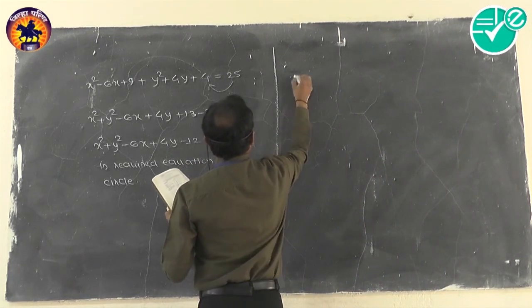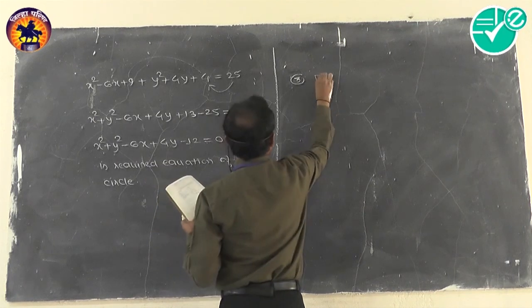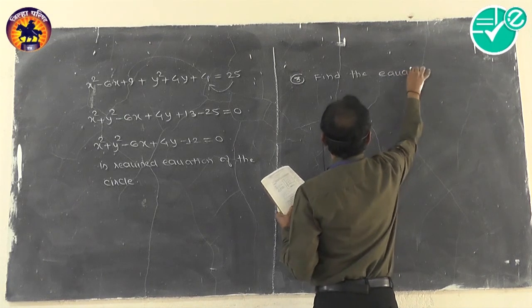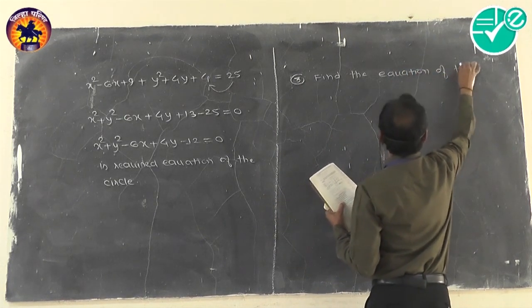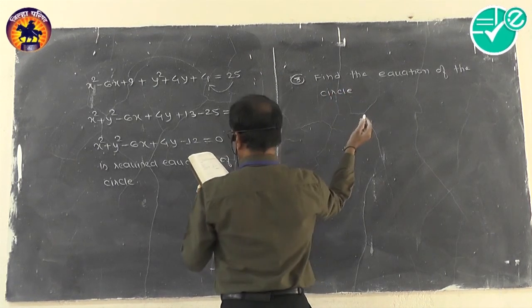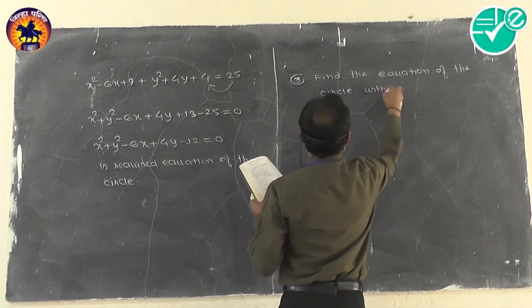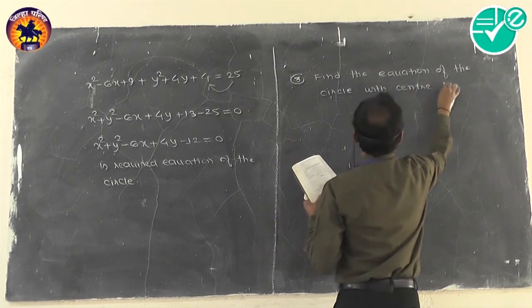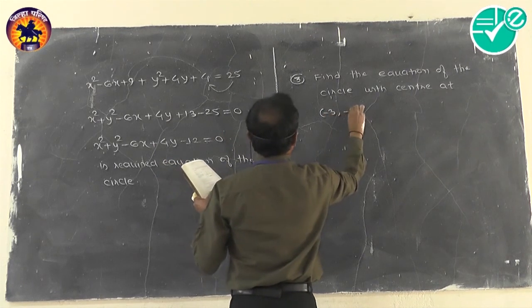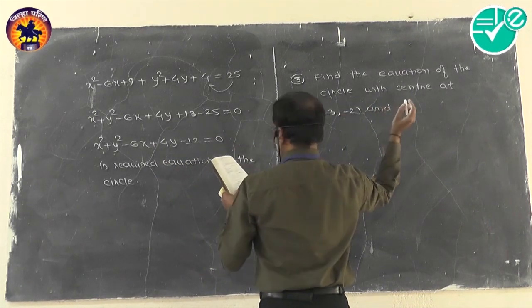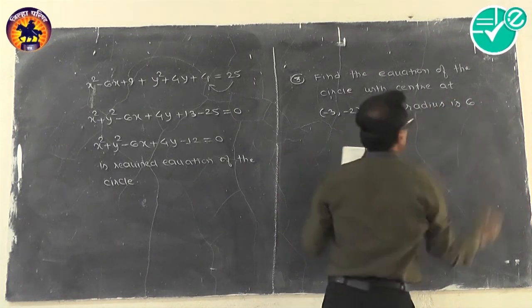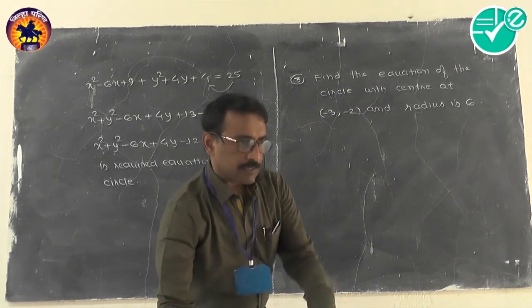Now the third problem. Find the equation of the circle with center at minus 3 comma minus 2 and radius is 6.